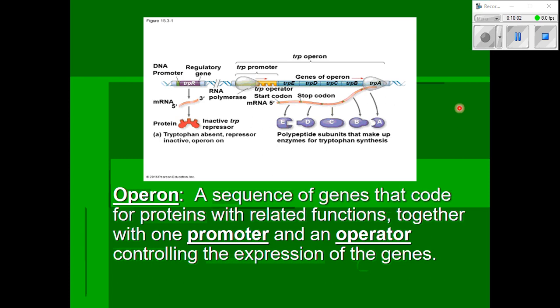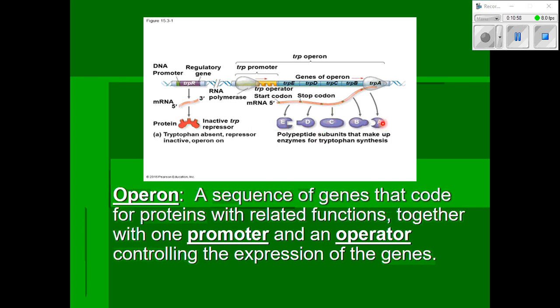Okay, so let's begin by talking about what is an operon. Now, to understand this, you need to understand what you're seeing in this picture. This entire blue strip all the way across here, that's DNA. So we're looking at the DNA of an E. coli cell. An operon is a sequence of genes. In this particular case, there's five of these genes. Sometimes they're called structural genes. So it's a sequence of genes that code for proteins. Each one of these genes codes for a separate polypeptide. Okay, so a sequence of genes that code for proteins that have some kind of related function.